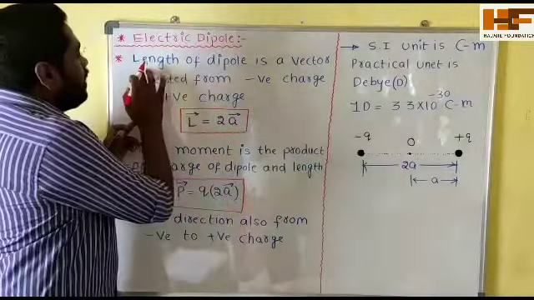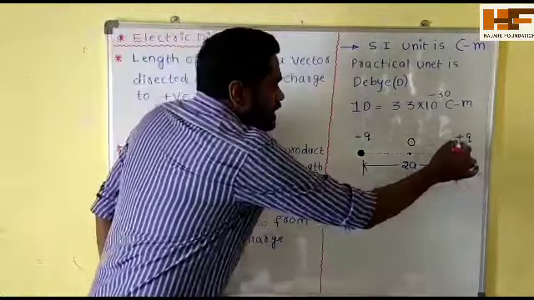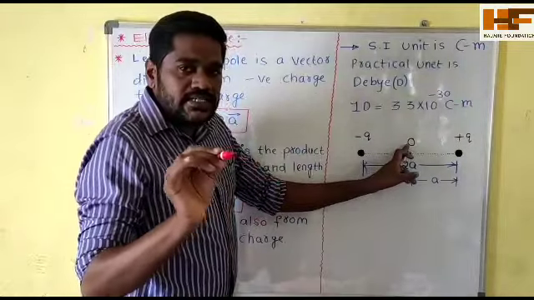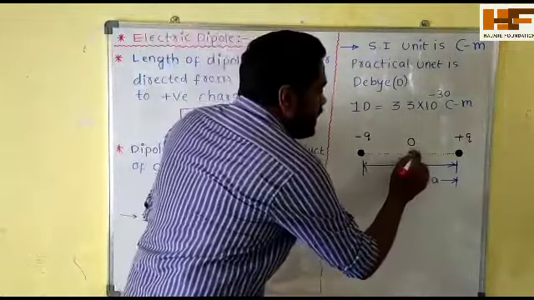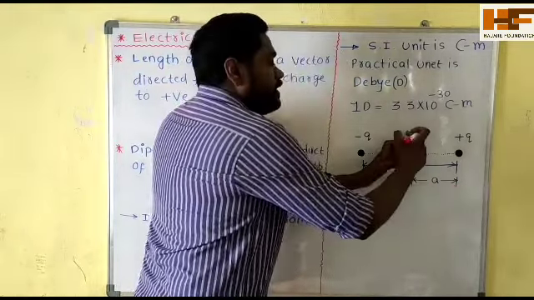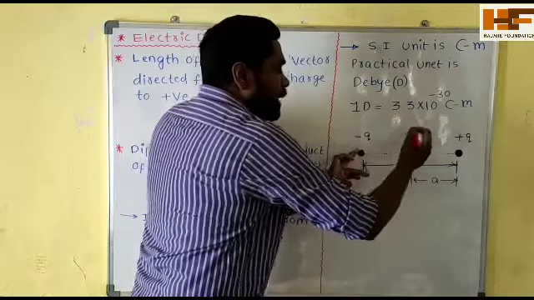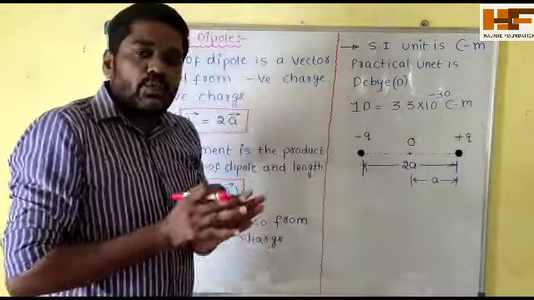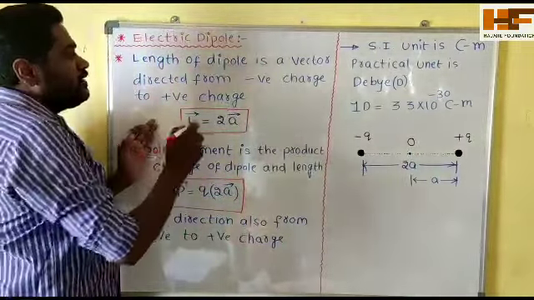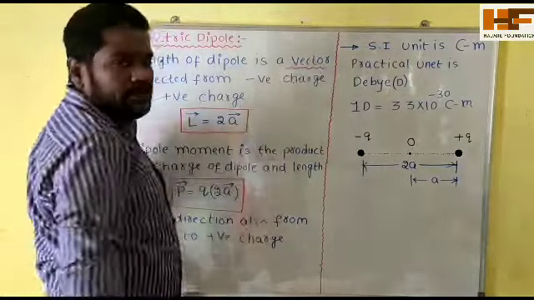And next, what is the length of the dipole? For example, consider this is an electric dipole. Now this is O. O is the center of the dipole. From the center to any charge, I am taking the distance A. Therefore, from center to any charge the distance is A, and this distance also becomes A. A plus A, total 2A. That 2A is called the length of the dipole. And this length of the dipole is a vector. It is not a scalar.